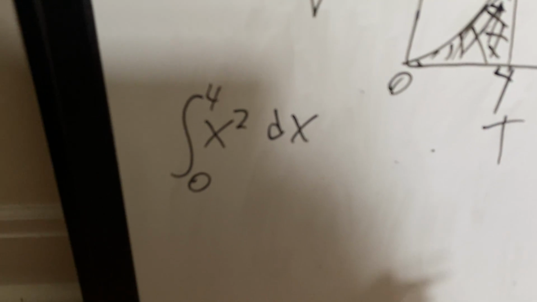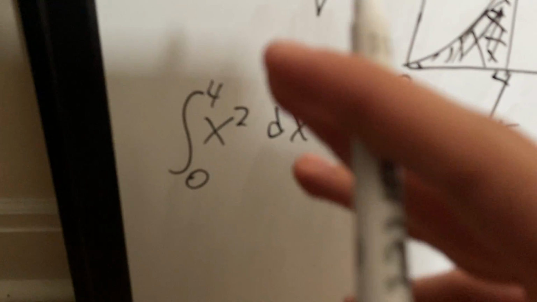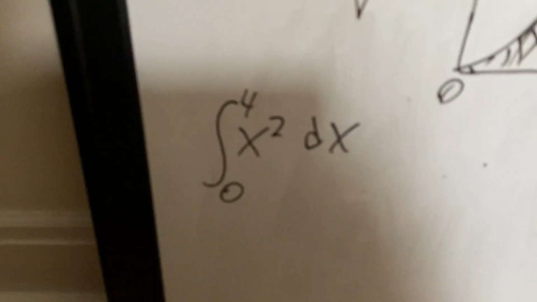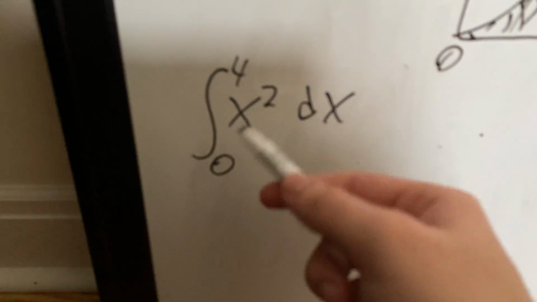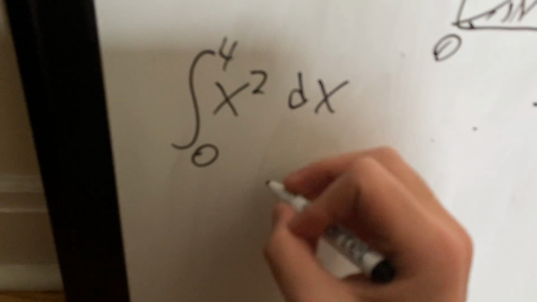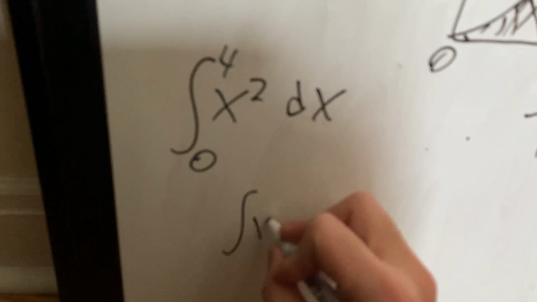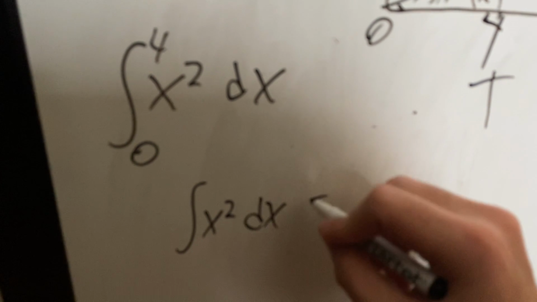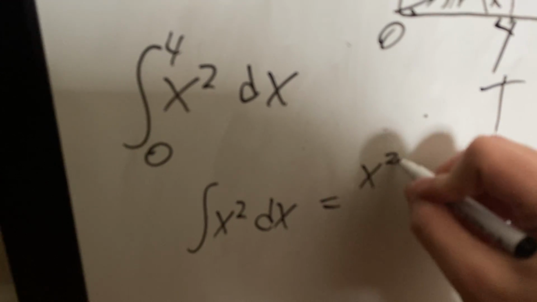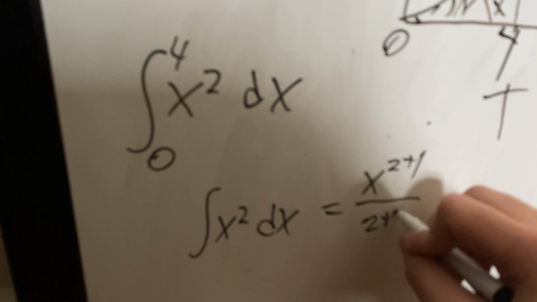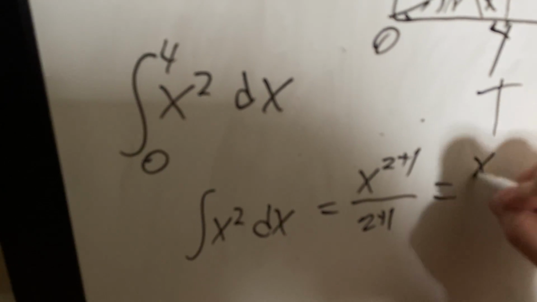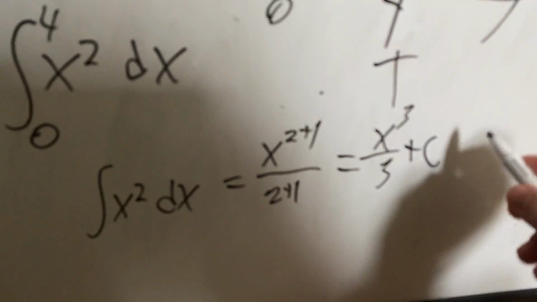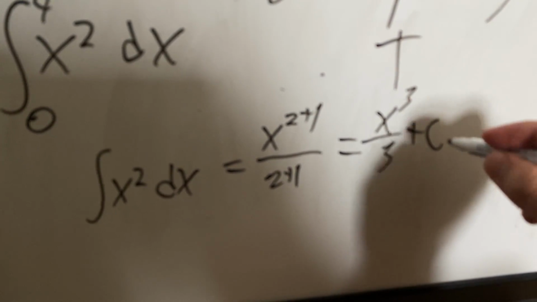So the very first thing we need to do is treat this integral as indefinite. So forget about the upper and the lower bound. Forget about 0 and 4. We need to find the indefinite integral of x squared. So let's rewrite that. Let's focus on x squared dx. So this is equal to, from the rule we saw earlier, x to the 2 plus 1, over 2 plus 1, which is going to yield x cubed over 3. And remember, we need to add plus c, plus some constant.